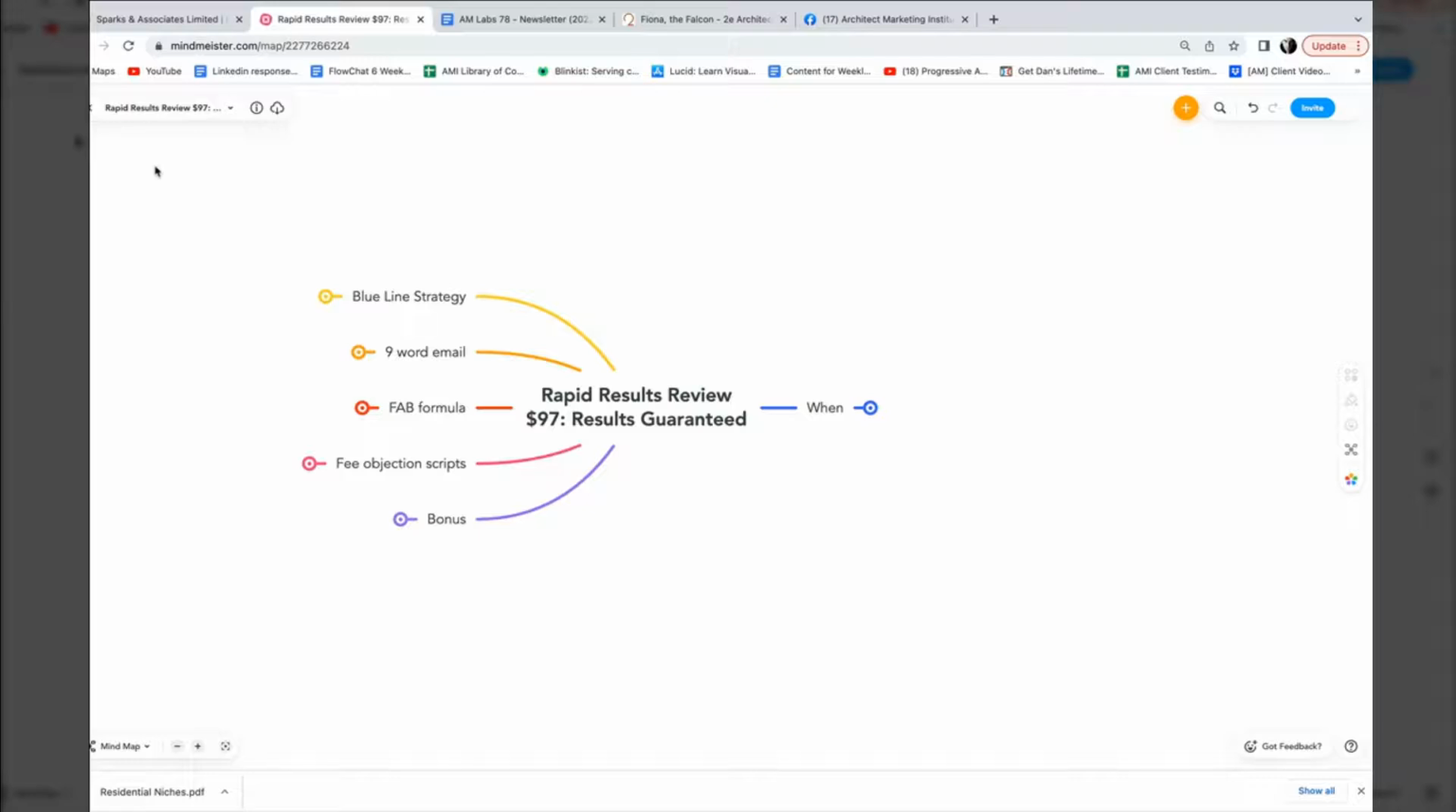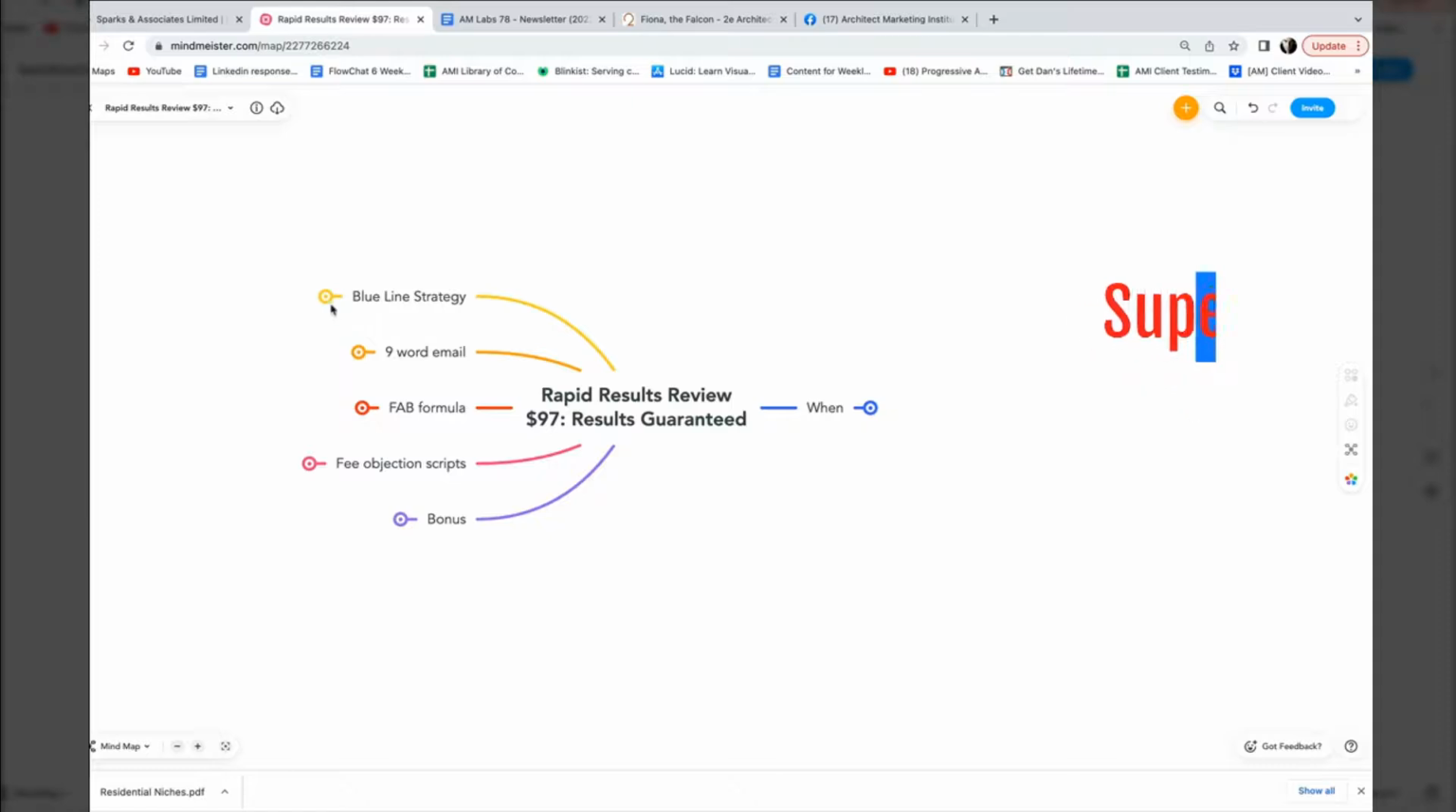And they were the blue line strategy, the 9-word email, the fab formula, and the fee objection scripts. The reason I chose these 4 were because they were super fast, and they were able to get results super fast. So they were fast to deploy, fast to get results, and they were easy. And so what they were these 4 things here.